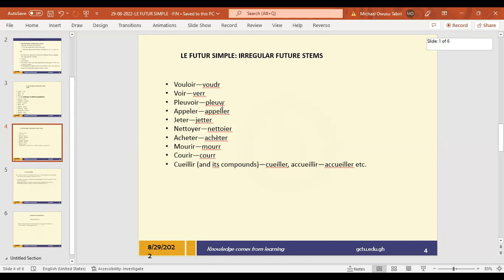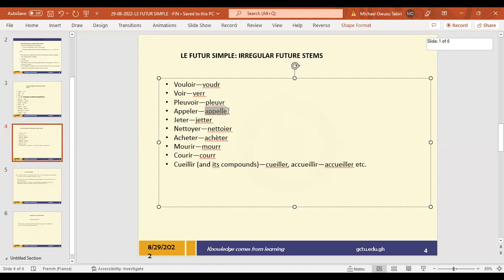Appeler, pleuvoir, to rain. That one too, it goes only in the third person singular. Il pleut, it rains, it's raining. That order. You can't say I rain, you rain. No. Ce n'est pas ça. Bon, appeler. Appeler is to call someone, to call. Now, this is it.